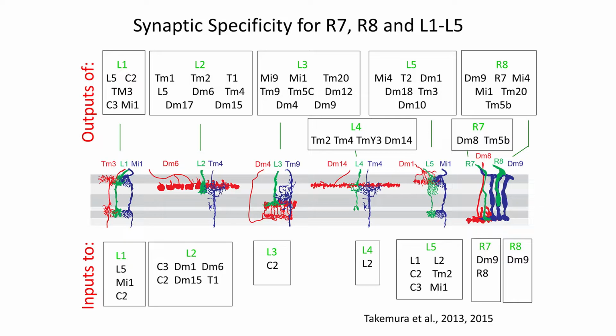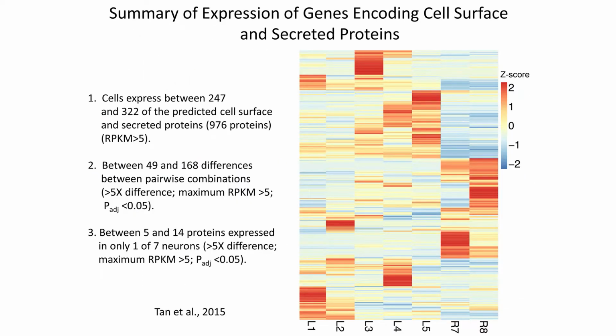So the idea was to FACS sort these neurons, do RNA sequencing, identify the small number of cell surface molecules that would be expressed in them and play an important role, and solve the problem. So the first problem became clear when we looked at the degree and number of cell surface proteins expressed in these neurons. And this is just a quick summary of that.